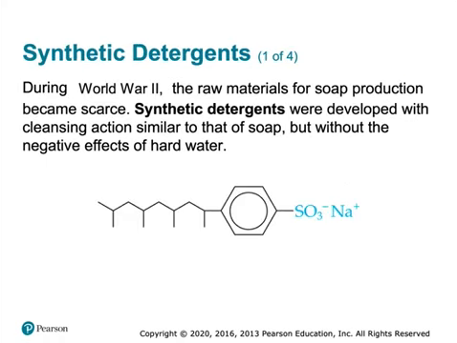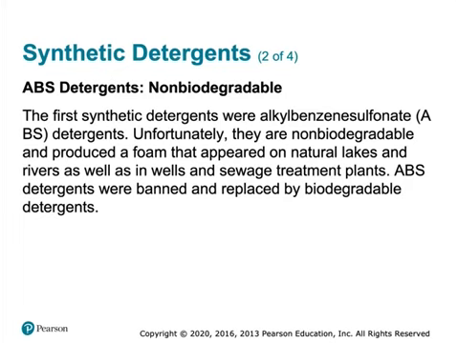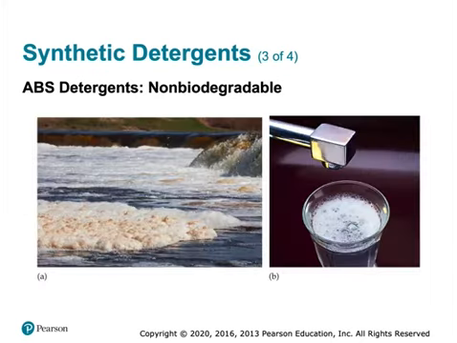And there was a synthetic in World War II. We lacked the raw materials for soap, and synthetic detergent was used instead. But the problem with that is it was non-biodegradable, and so alkyl benzyl sulfonates, or ABS, ended up having lots of foam in places where you shouldn't see foam, like in rivers and whatnot.